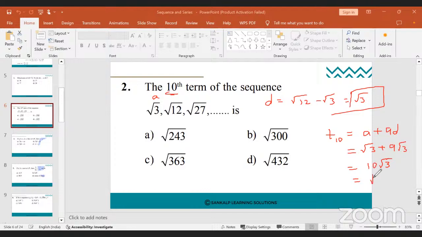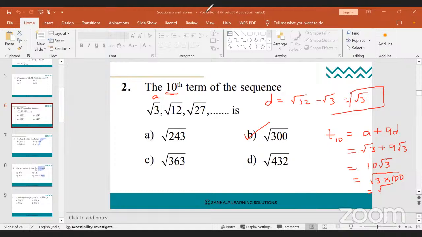But when you take 10 inside, 3 into what is square of 10? That is nothing but 100. So 100, when it will go outside, it will become 10. So it is nothing but root of 300. 100 into 3, 300. Option B is the correct one.